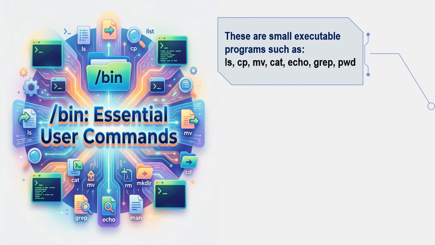So /bin holds the essential user commands. /bin contains essential user commands, binaries that all users need for basic operation. These are small executable programs such as list represented by ls, copy represented by cp, move represented by mv, echo, grep, pwd, cat. So for example, when you type ls, the system actually runs the /bin/ls program.